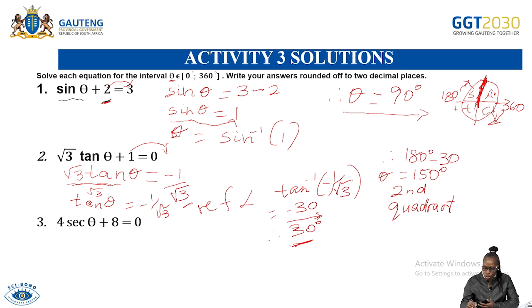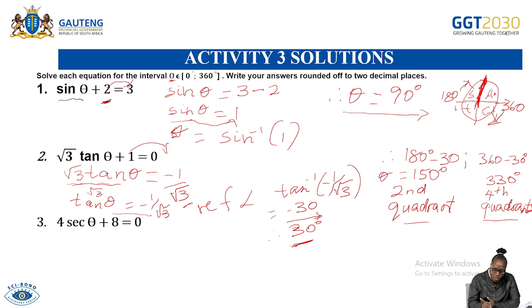And the solution on the fourth quadrant is 360 minus the reference angle. I will say 360 minus 30 degrees, and it will give me 330. That is the solution on the fourth quadrant, which satisfies the question. So I have those solutions for that question where I have tan theta equal to negative 1 over root 3, where it's negative. It's negative on the second quadrant and on the fourth quadrant.